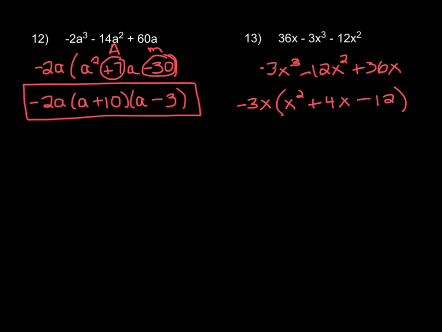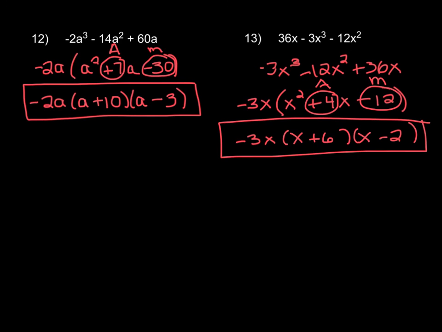Okay, so from here I'm going to bring my negative 3x down, and since we have a trinomial, right, 3 terms whose leading coefficient is a 1, we're going to open up 2 sets of parentheses. Since x times x gives us x squared, we'll put an x in the first spot in each parenthesis. And then we want to find 2 numbers that add to 4 and multiply to negative 12. So positive 6 and negative 2. So this is, again, factored for us.